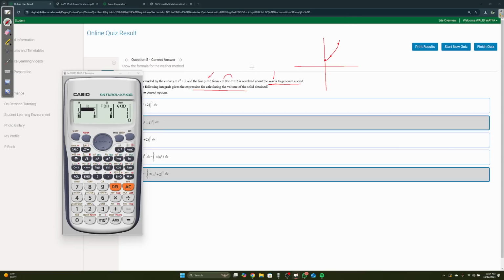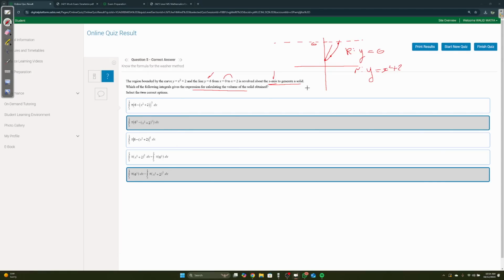Okay, and then you have the line y equals 6. Here's 6, we went up to 6. Then the line y equals 6. And as you can see, big R is y equals 6. And our small r is obviously the curve, x squared plus 2. Now let's see the formulae.